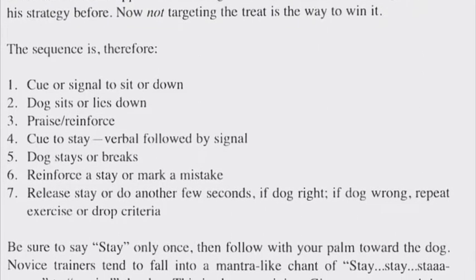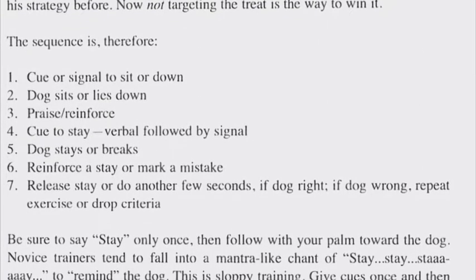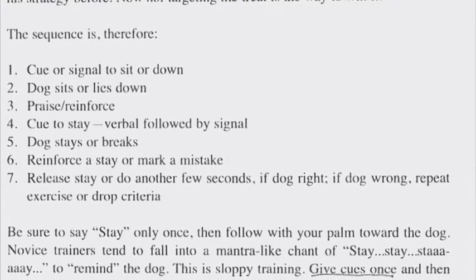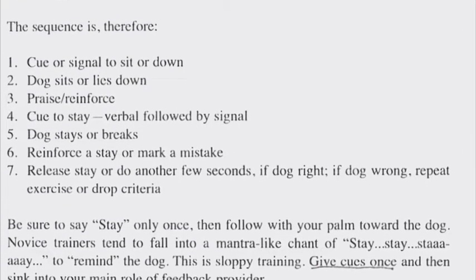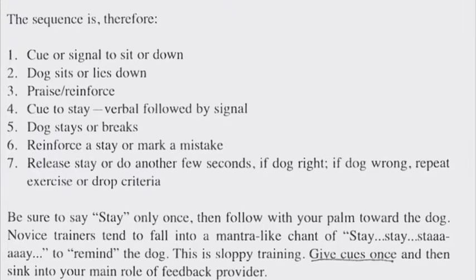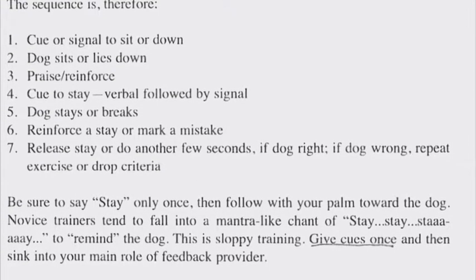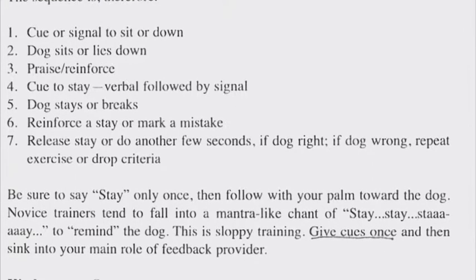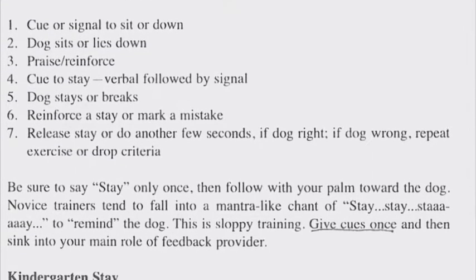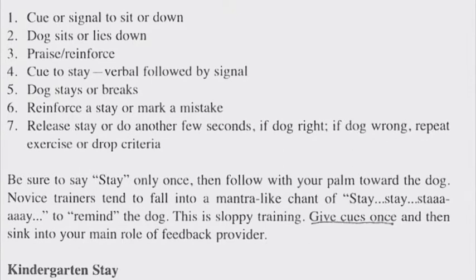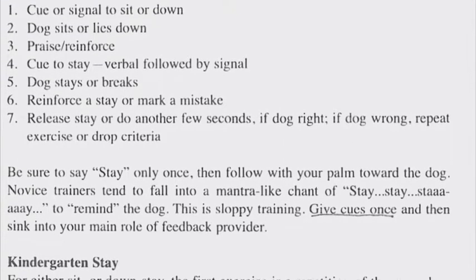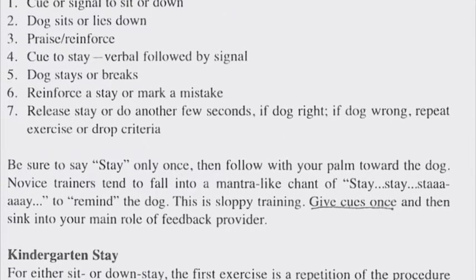The sequence is, therefore: 1. Cue or signal to sit or down. 2. Dog sits or lies down. 3. Praise/reinforce. 4. Cue to stay, verbal followed by signal. 5. Dog stays or breaks. 6. Reinforce stay or mark a mistake. 7. Release stay, or do another few seconds if dog right. If dog wrong, repeat exercise or drop criteria.